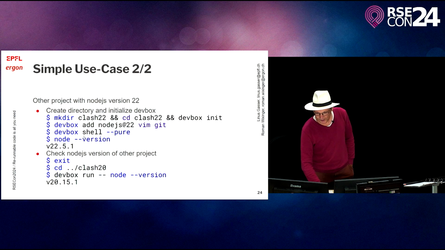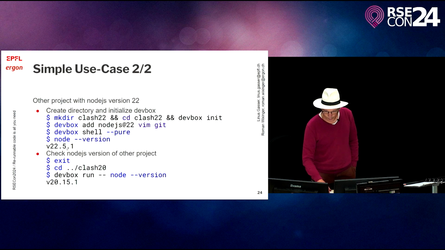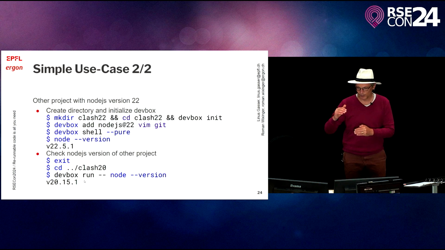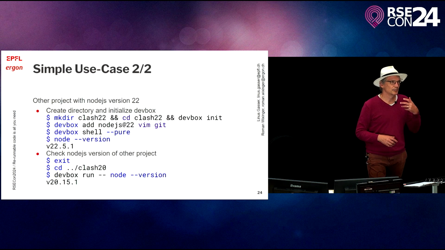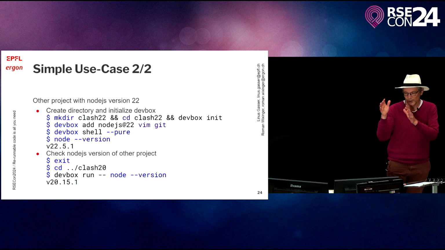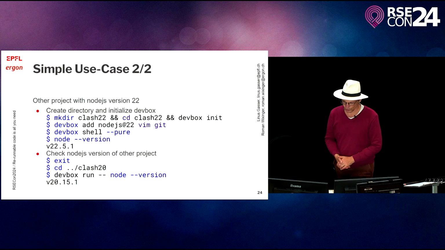I can do the same thing with the second directory. Here I do add Node.js 22. And if I create the shell here, I have now the version 22. And if I would go back to the other directory, I would have again the version 20. So now I have two directories which have different devbox.jsons. And I can develop one where I need the Node version 20 and the other where I need the Node version 22.